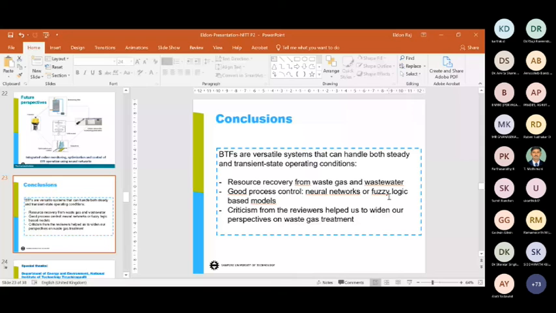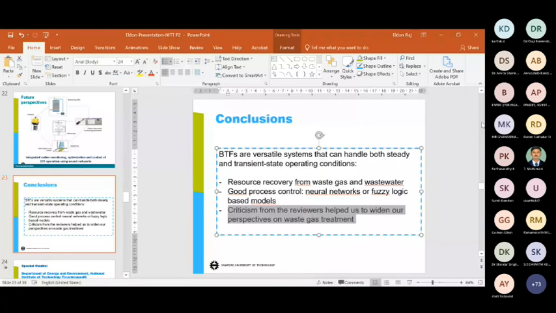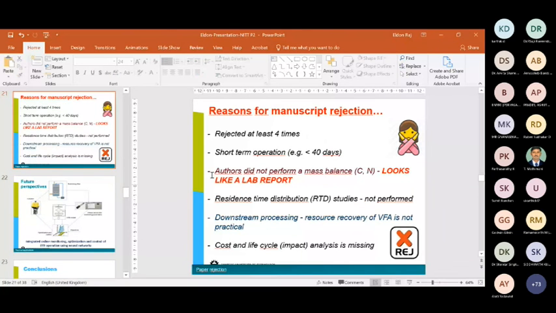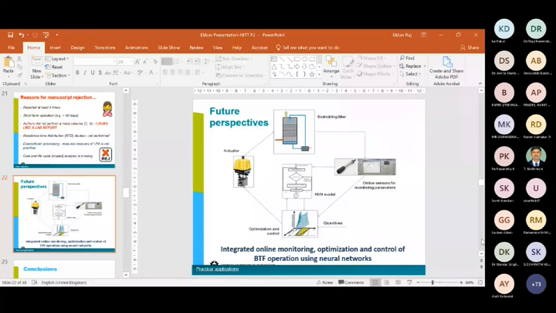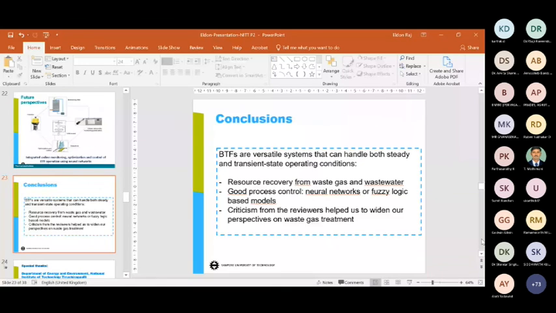Okay, and from my experience, the criticism or the comments that you get from the reviewers will also help you to understand the system better. For example, residence time distribution, we don't normally do it after the reactor operation, but I think it's very nice if you can use a tracer such as methane, and if you do this operation, it will also help us to understand and widen our perspectives much better.